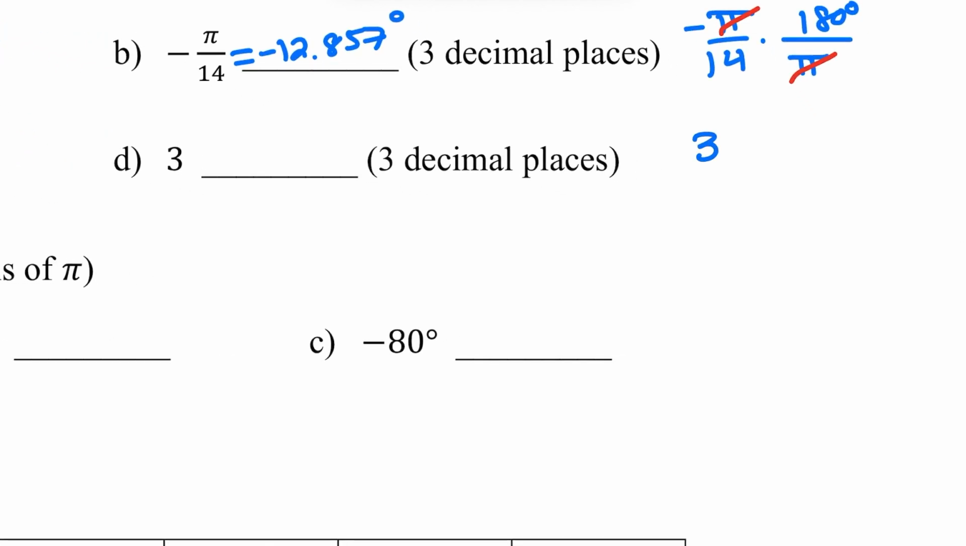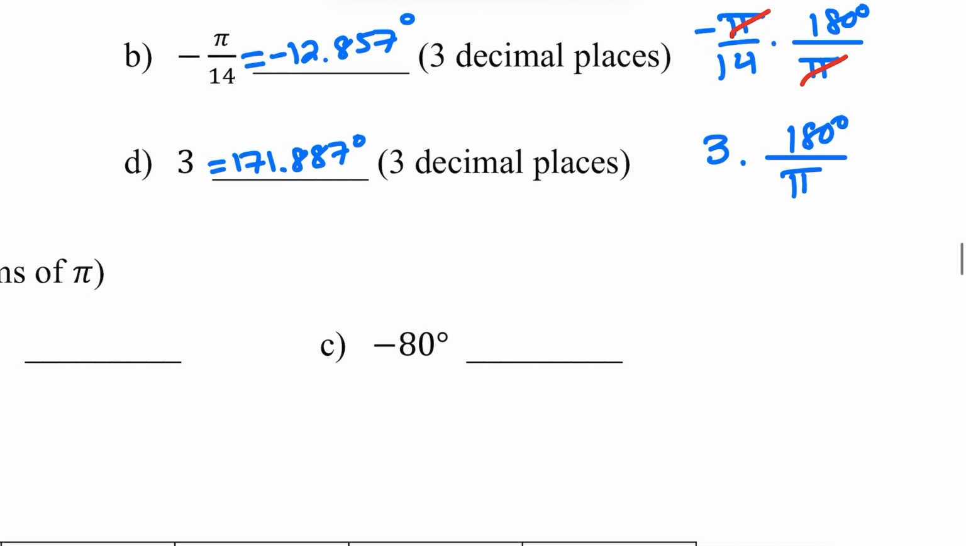Well, 3 doesn't have a pi in it. How do I convert that? Well, the same way you did all the rest of them. We're multiplying by 180 over pi, put this into the calculator, and you end up getting 171.887 degrees. Which, if I ask you to sketch 3 and sketch 171.887, you're going to get the exact same angle.